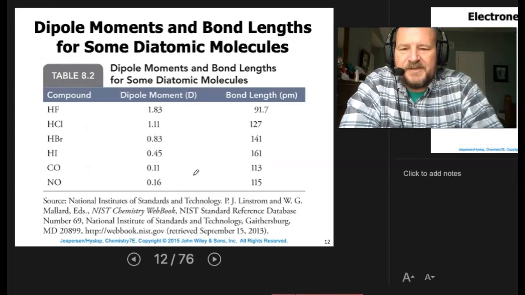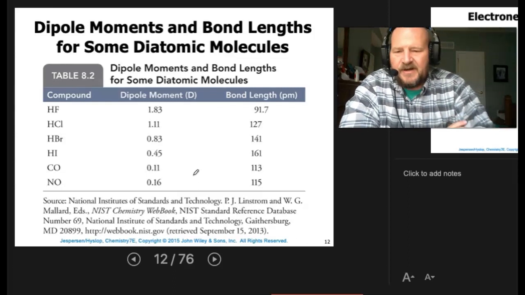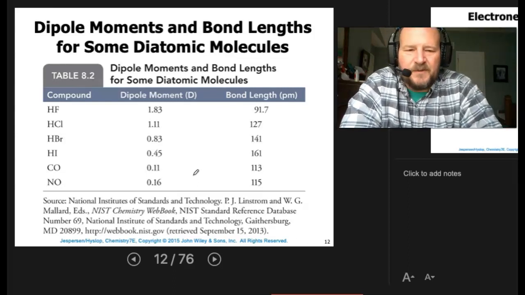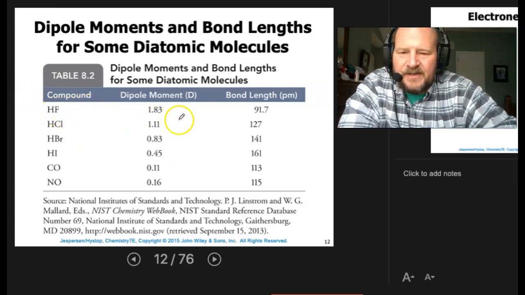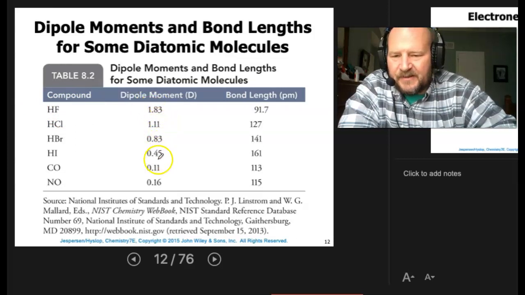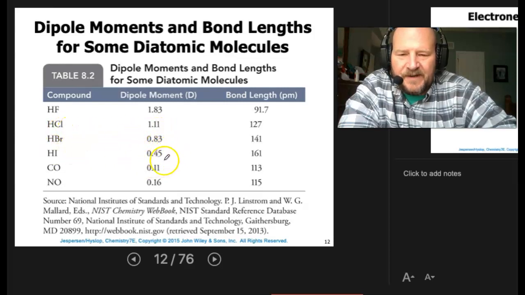So, dipole moments and bond lengths for some diatomic molecules. You can notice the trend here. We have HF, HCl, HBr, HI, all plus 1, minus 1. Fluorine is the most electronegative, and so you can see the dipole moment is going to decrease as we go down the list. HCl is only 1.1, HBr 0.83, then 0.45.